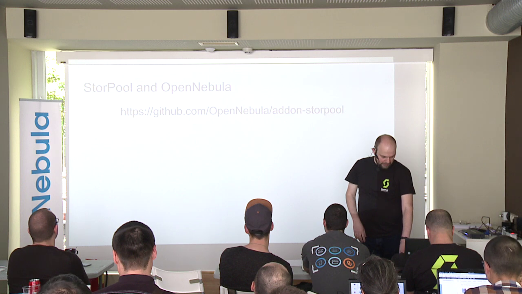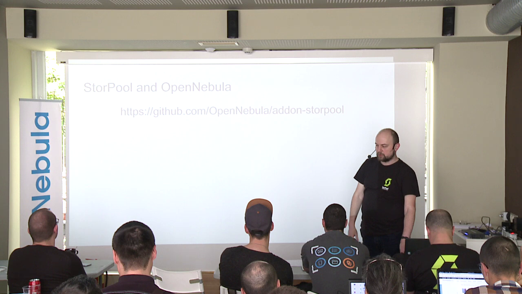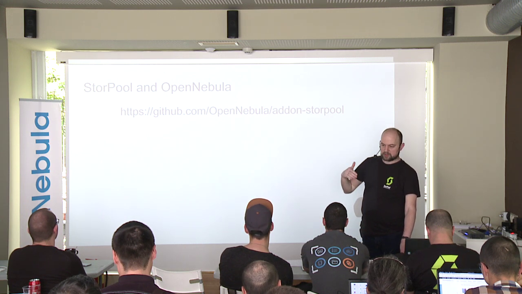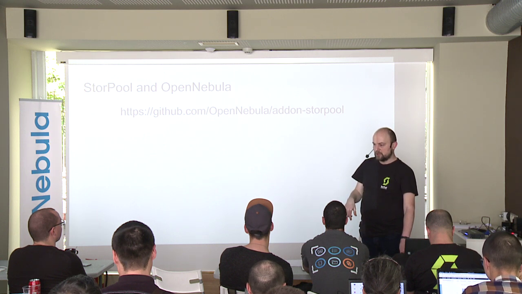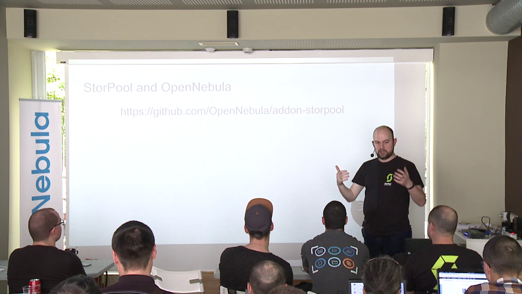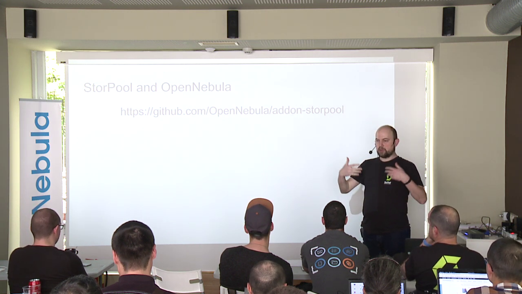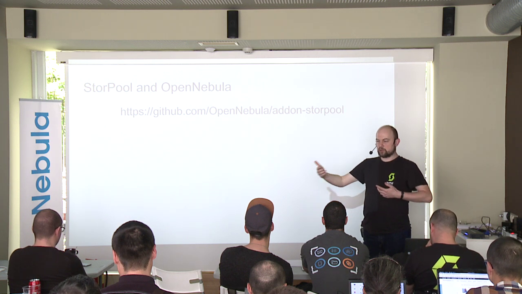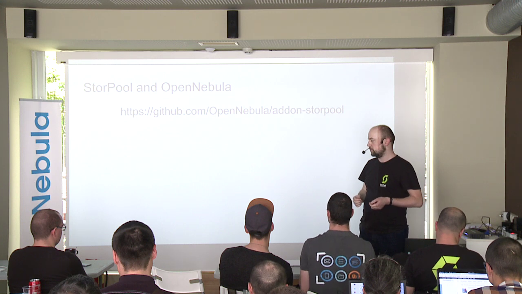So how does StorPool work with OpenNebula? There is a storage plugin. So in OpenNebula, you have data stores. You could have some of these data stores on StorPool, right? So you can think of it as two levels. One level is the API integration, which means that when OpenNebula wants to create a volume, it tells StorPool to create a volume, right? When OpenNebula deletes a volume, it tells StorPool to delete the volume.